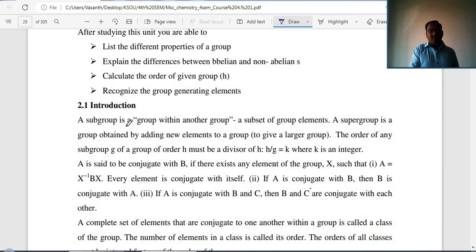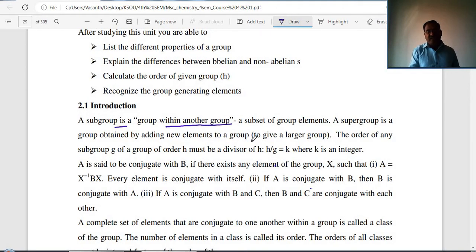A subgroup is a group within another group. Simply, that is called a subset of group elements. A supergroup is a group obtained by adding new elements to a group to give a larger group. The order of any subgroup H of a group G, that is written h by g.